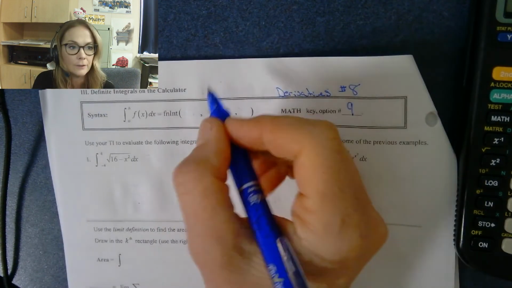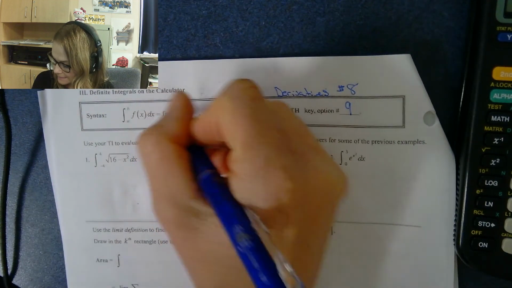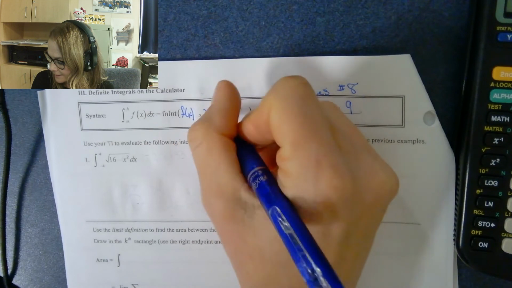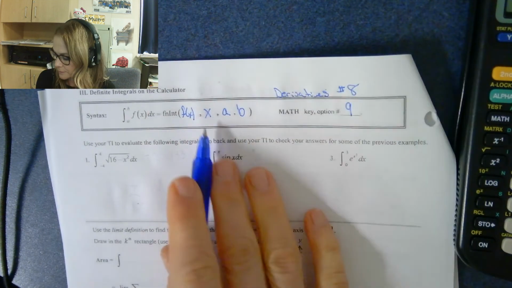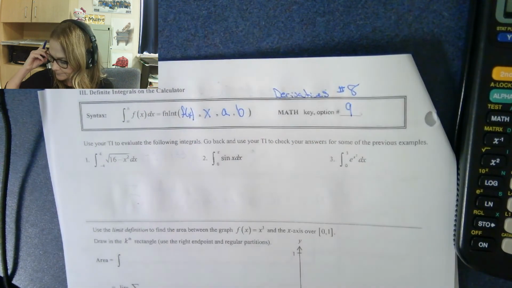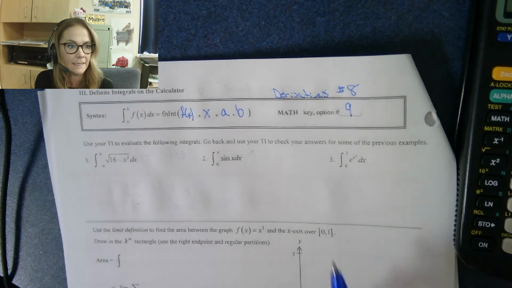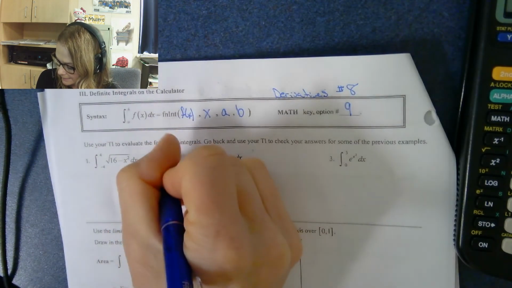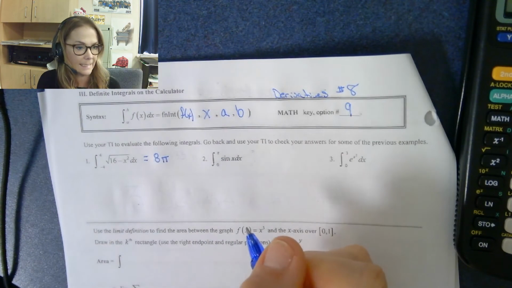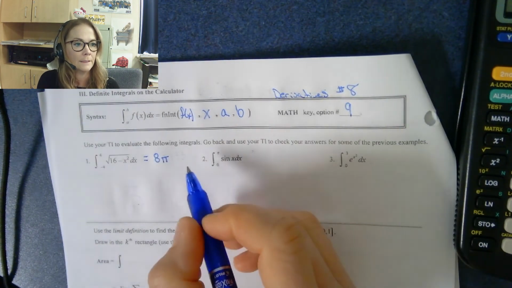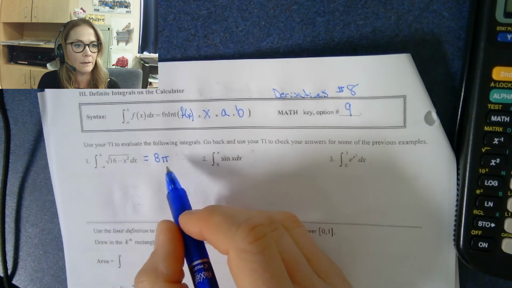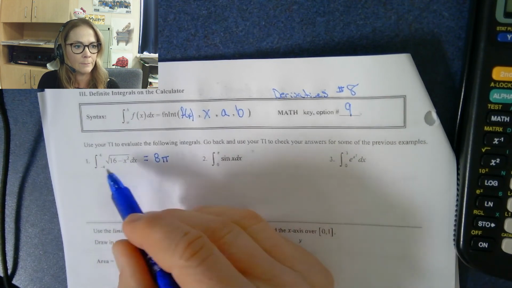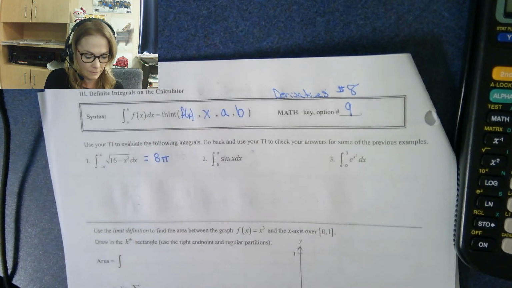Okay, so after you do math 9, you're just going to put in the function, x, always. That's standard, always put in x because you're integrating with respect to x. And that's it. We did this one on the previous page, if you remember, we got 8 pi when we went through and calculated that semicircle. We did a semicircle of radius 4, so we got the area under the curve. That way we could compute a definite integral by doing the area under the curve.